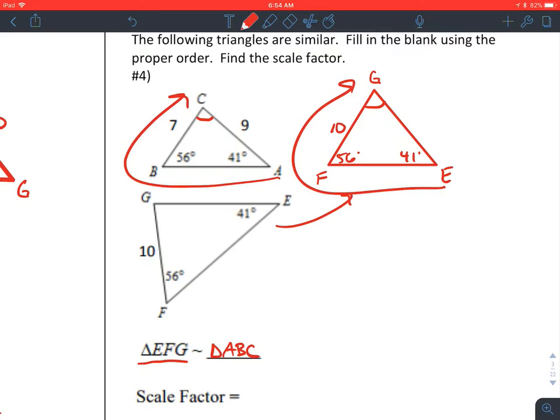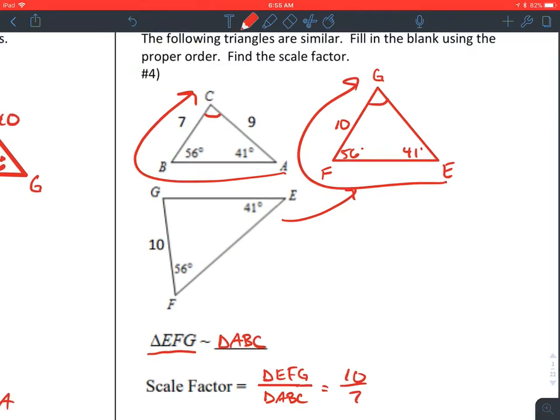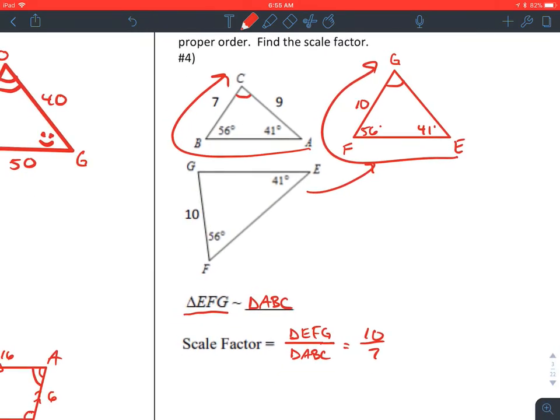Now the scale factor. You have to always know in which order the scale factor is supposed to be, so the question has to ask. Since our similarity statement has triangle EFG first, our scale factor is going to have a length of a side for EFG on the top. So it's going to be triangle EFG on the top, triangle ABC on the bottom. A length of a side, I only know one length of the side in EFG, that's 10. Its corresponding side is 7. The scale factor is 10/7.